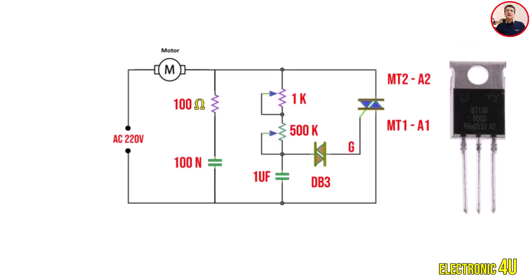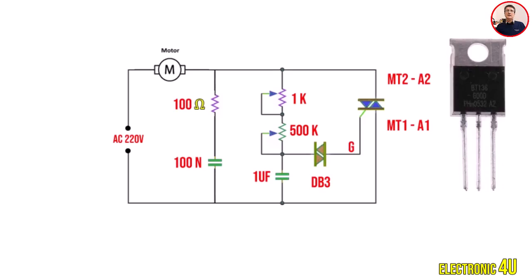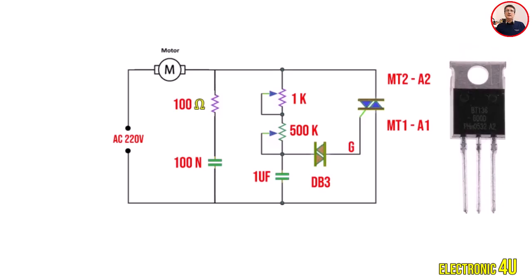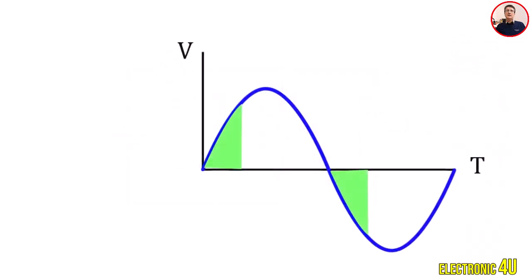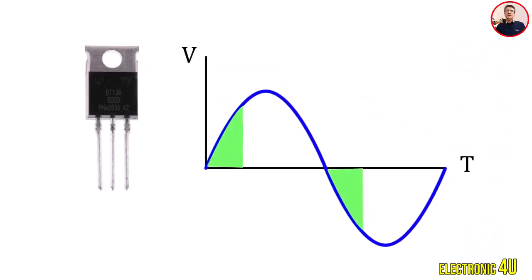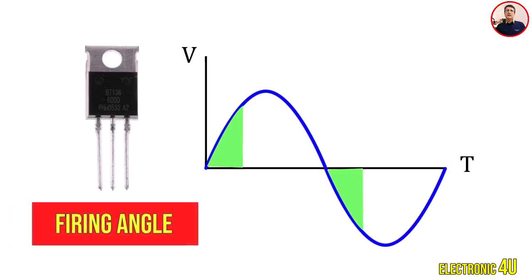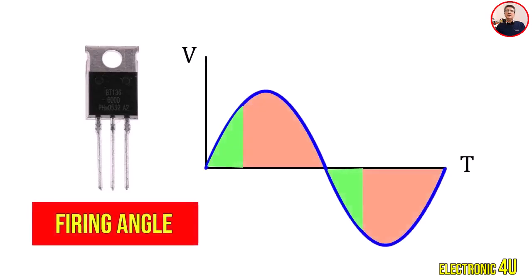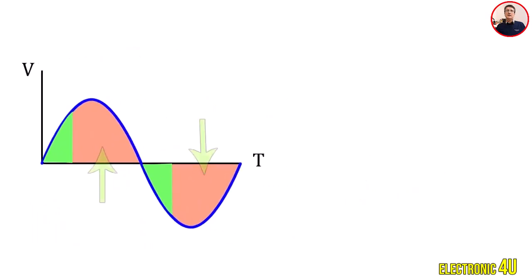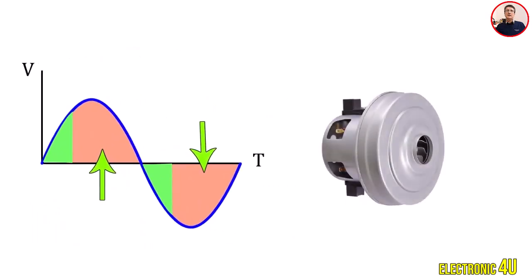A Triac is a power semiconductor device that can conduct AC current in both directions, meaning in both the positive and negative half cycles. To control the speed of a universal motor, a method called phase angle control, or firing angle control, is used. In this method, by changing the time the Triac turns on in each AC half cycle, the amount of effective voltage reaching the motor is controlled. This change in effective voltage directly adjusts the motor's speed.